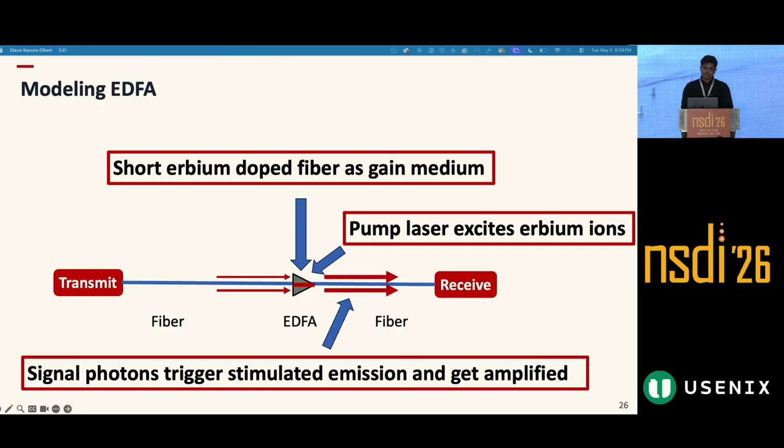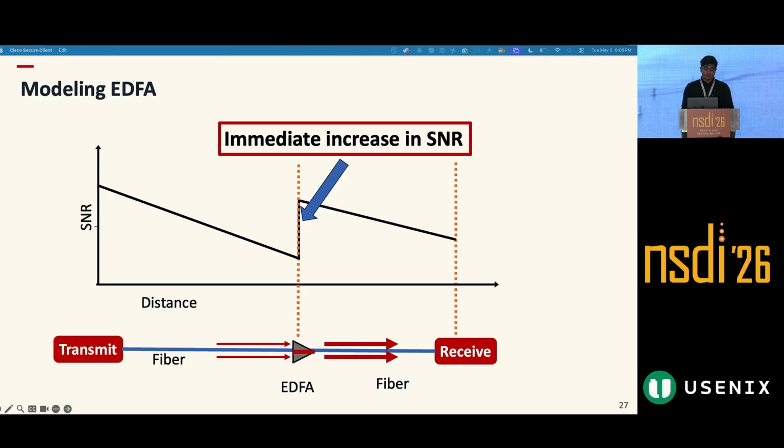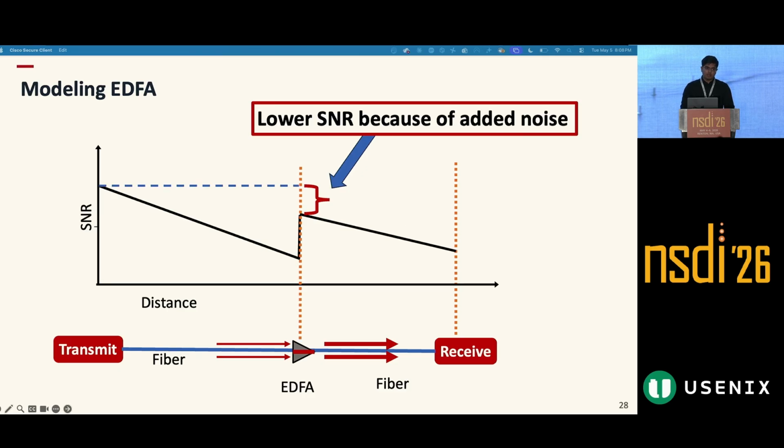And when the signal reaches the amplifier, the photons trigger stimulated emission, and the signal gets amplified. With this, you get an immediate increase in SNR. But because of spontaneous emission, noise also gets added, which results in a lower SNR.